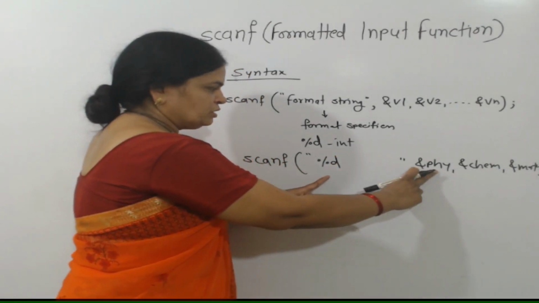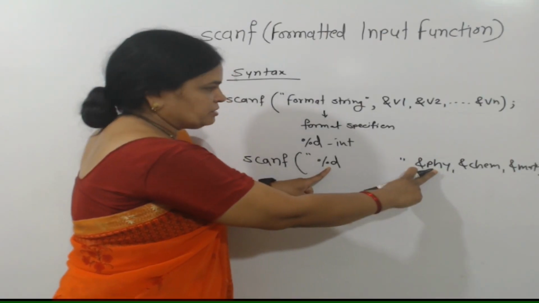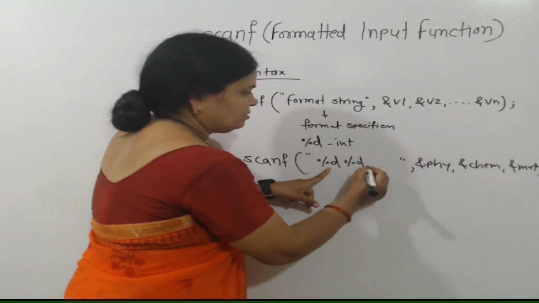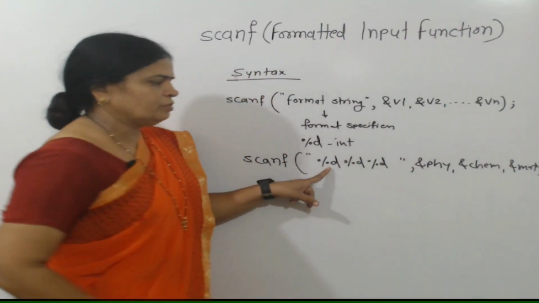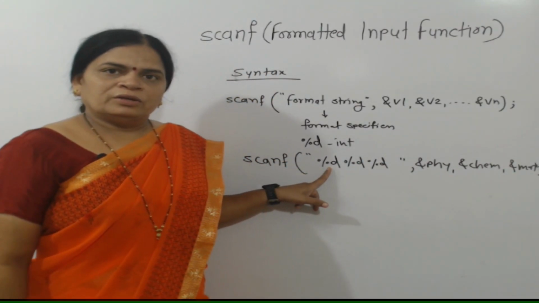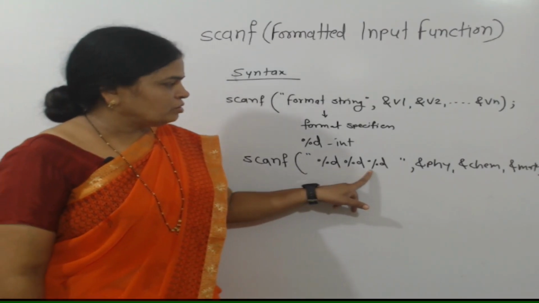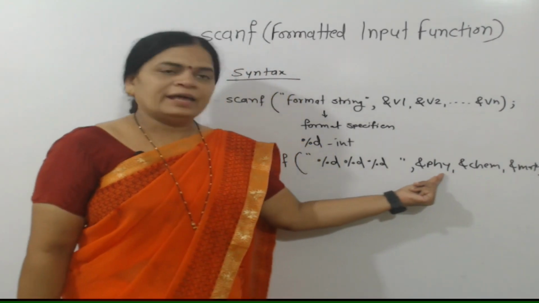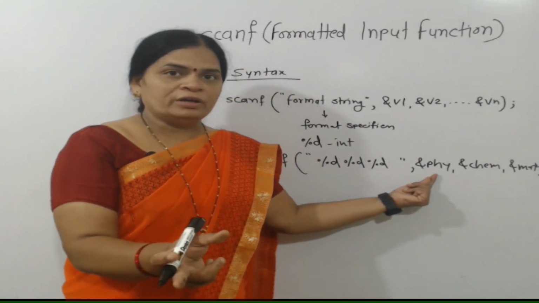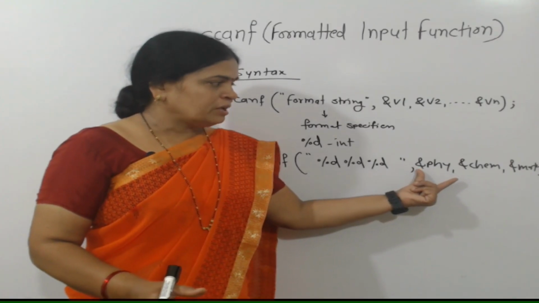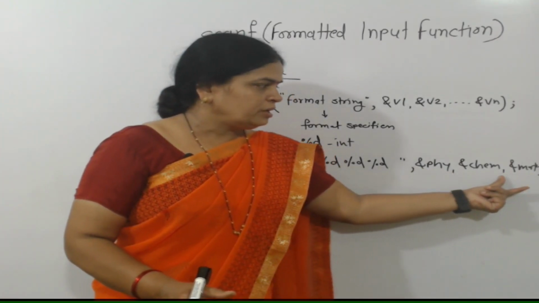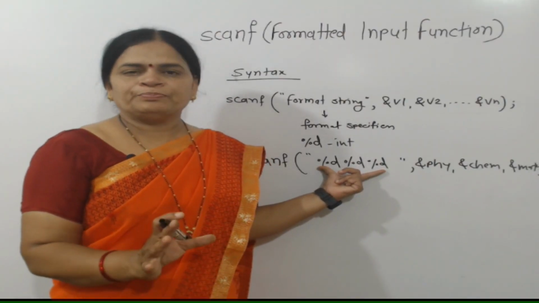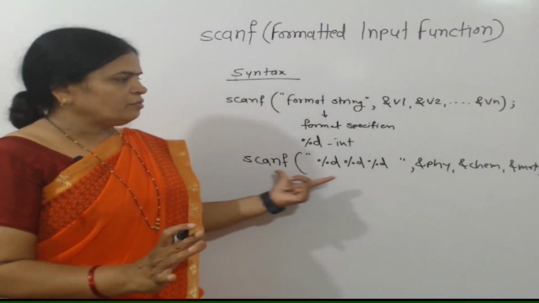So consider this PHY is of integer type, then I will write %d. CHEM is also integer type, I will write %d, and math is also of integer type, then I will write %d. So I require the format specifier for every variable in this scanf function in the same order. Just like after the comma, in the sequence of the variables after the comma, you have to write the format specifiers in double quotation. So this is how this scanf function is written.